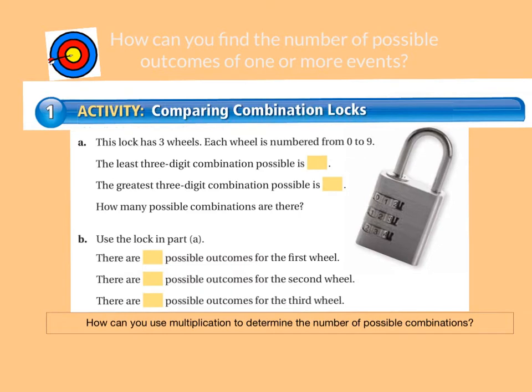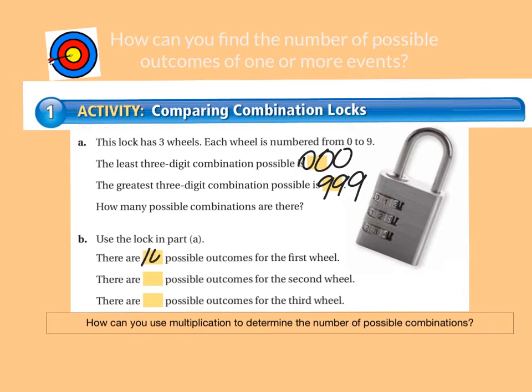And so we're going to look at some different lock combination possibilities and also some passwords, so you can figure out what's the most secure thing. So this lock has 3 wheels on it. Each wheel is numbered from 0 to 9. The least 3-digit possible combination would be 000. The greatest is 999.